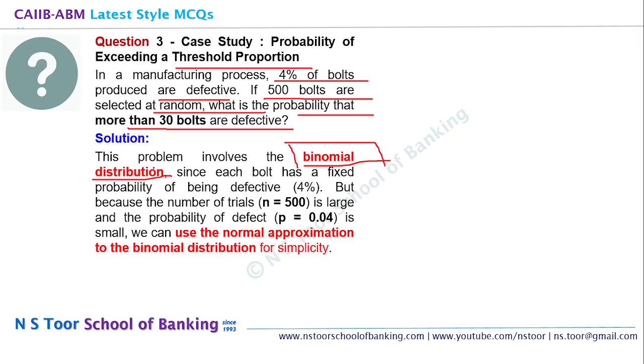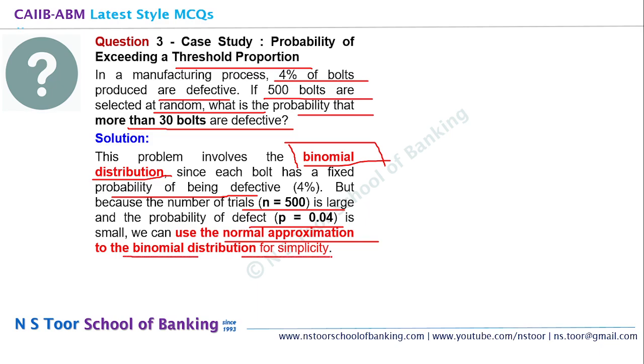So this problem involves the binomial distribution, since each bolt has a fixed probability of being defective, that is 4%, because every bolt can have a probability of being defective. But because the number of trials, 500, is large and the probability of defect, p is equal to 0.04, that is 4%, is small, we can use the normal approximation to the binomial distribution for simplicity.